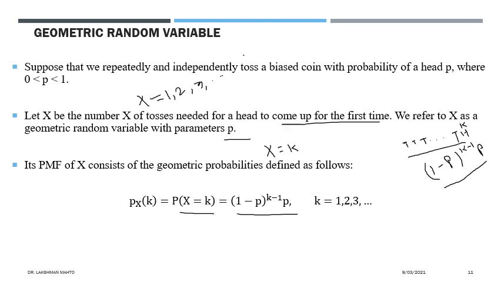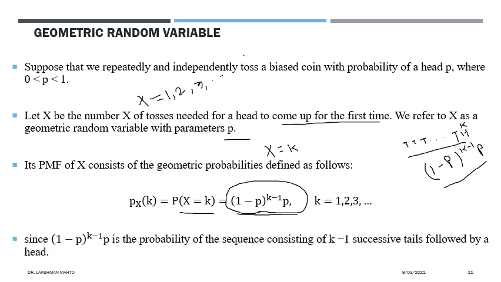This is the probability mass function for the geometric random variable. We call it geometric because this probability mass function is geometric in nature, just a geometric sequence. So the number of tosses till first success defines a geometric random variable, due to the pattern of the corresponding probability mass function. Now, 1 minus p to the power k minus 1 is the probability of a sequence consisting of k minus 1 successive tails followed by a head. Same thing we are describing.